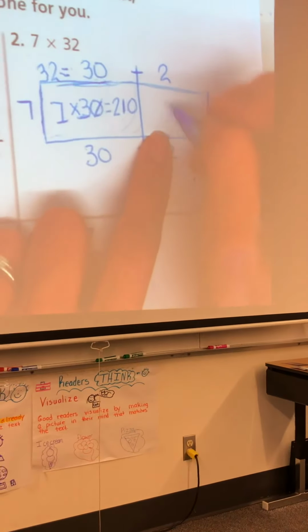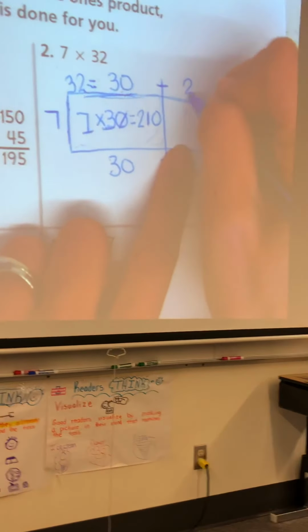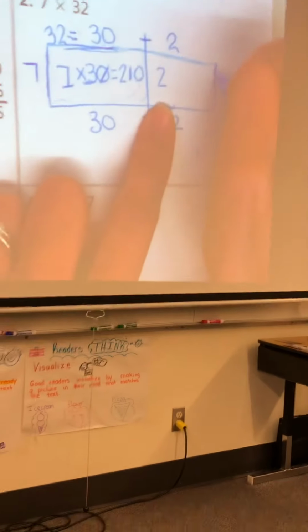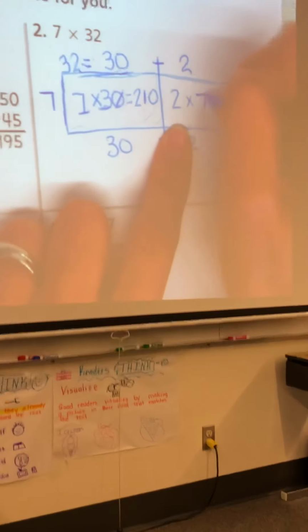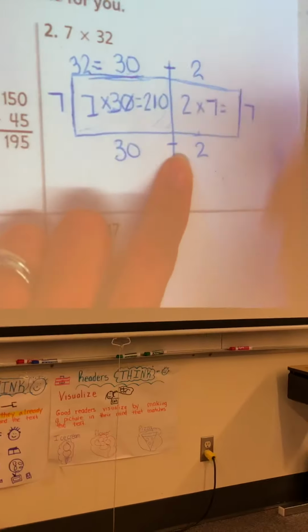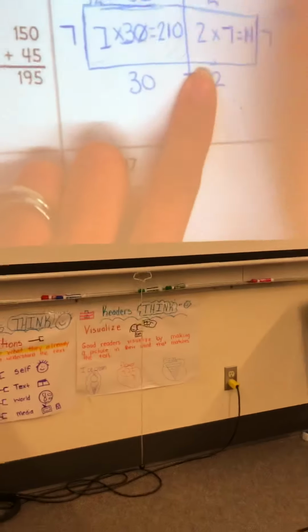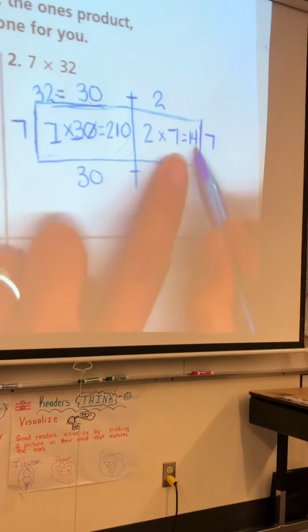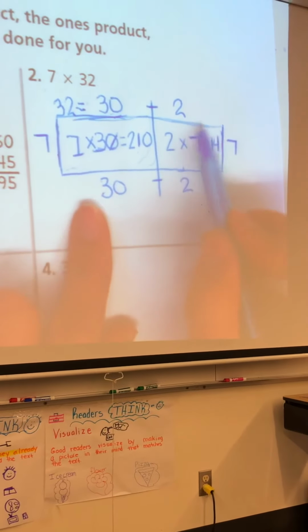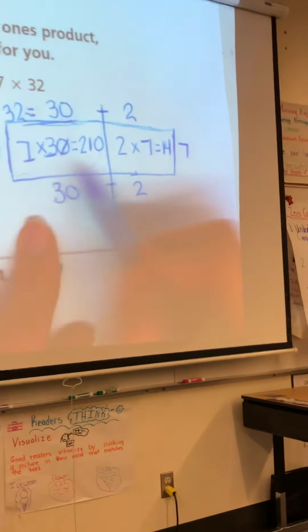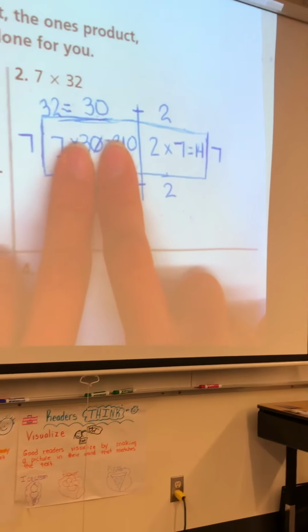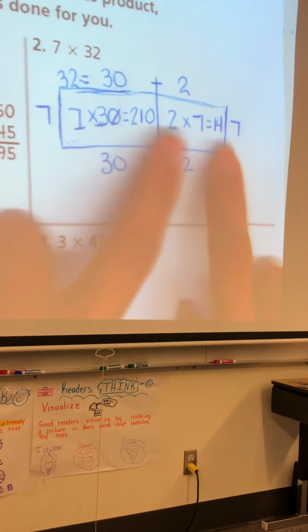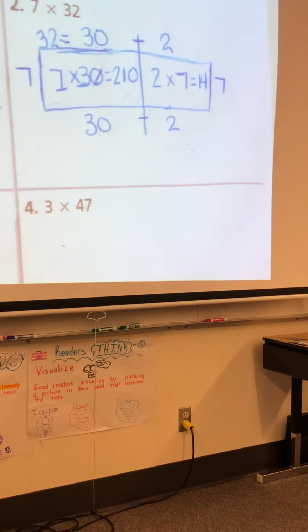Now I'm going to find the area of my ones product place. I've got 2 on the top and 7 on the side, so I'm going to call this 2 times 7. 2 times 7 is 14. What that means is the area of this small rectangle right here is 14. In order to find the answer of the entire thing, I'm going to have to take the answer to my tens product and the ones product, and I'm going to have to put those together.